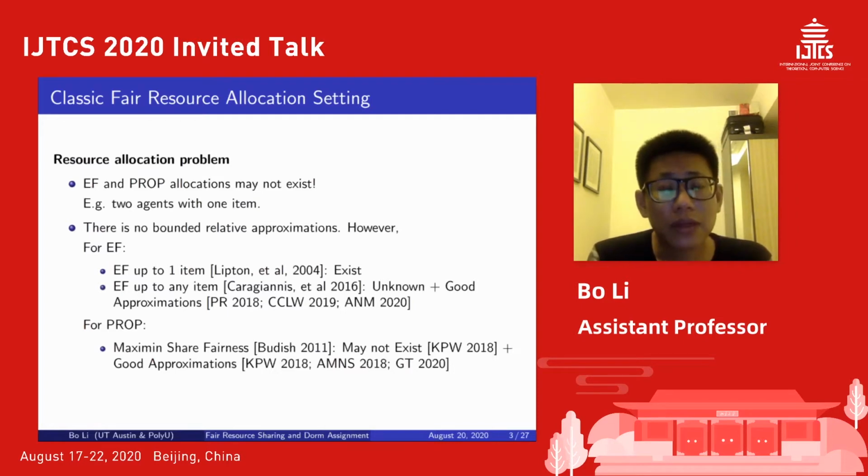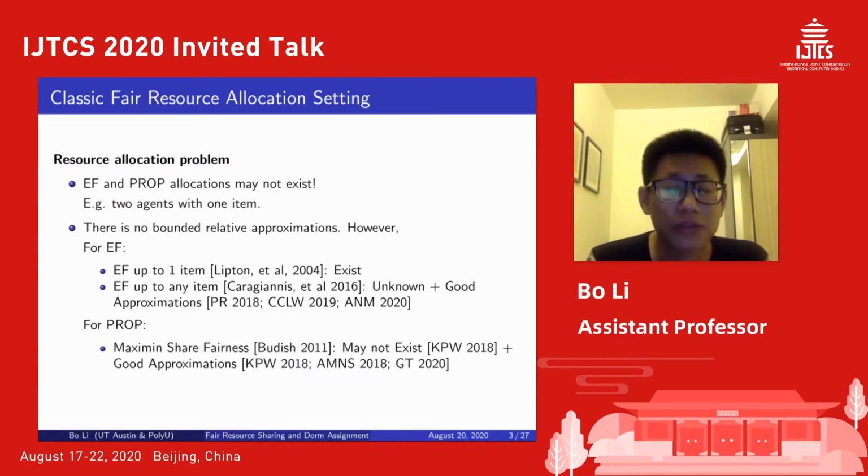With respect to the classic allocation problem, especially when the items are not divisible, envy-freeness and proportionality are very demanding requirements. Even when there are two agents and a single item, an envy-free and proportional allocation may not exist because there will always be an agent who gets nothing. The bad news is that there is even no bounded relative approximation because some agent has value 0. But the good news is that there are good approximations.